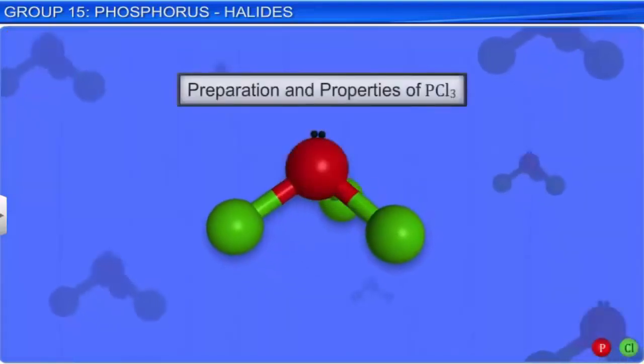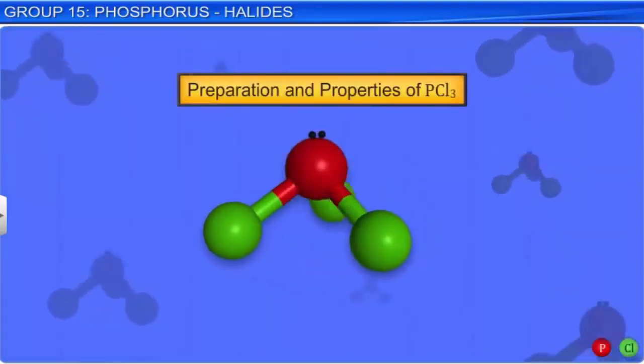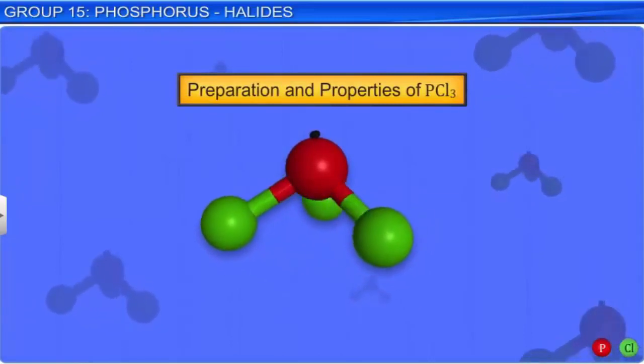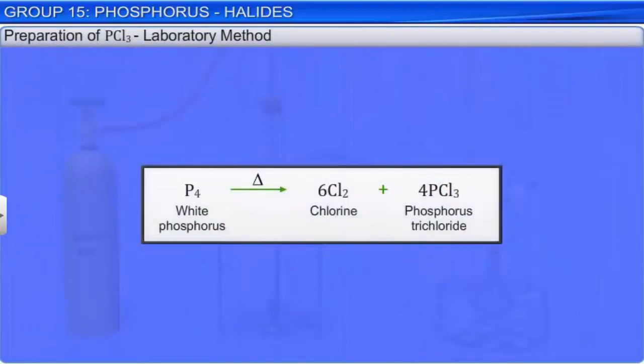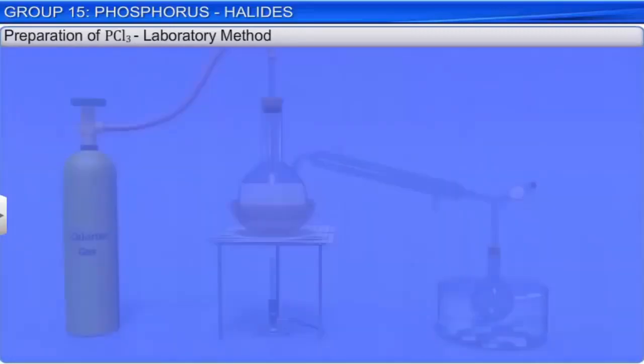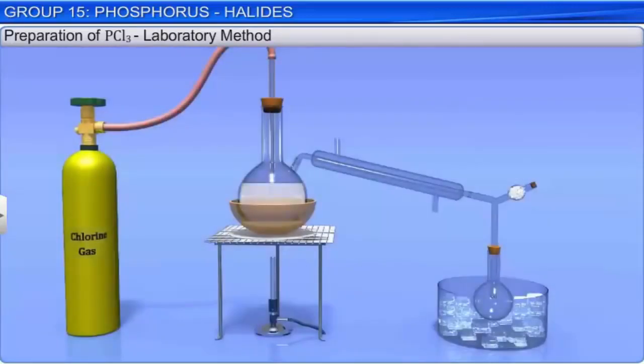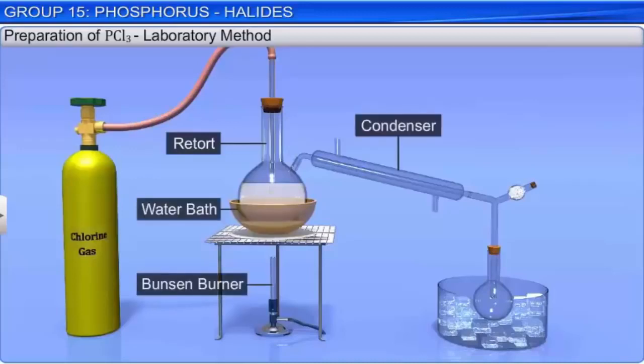Let's first study the preparation and properties of phosphorus trichloride. In the laboratory, phosphorus trichloride is prepared by heating white phosphorus in a current of dry chlorine. Let's take a quick look at the method of preparation. The apparatus required is arranged as shown here.